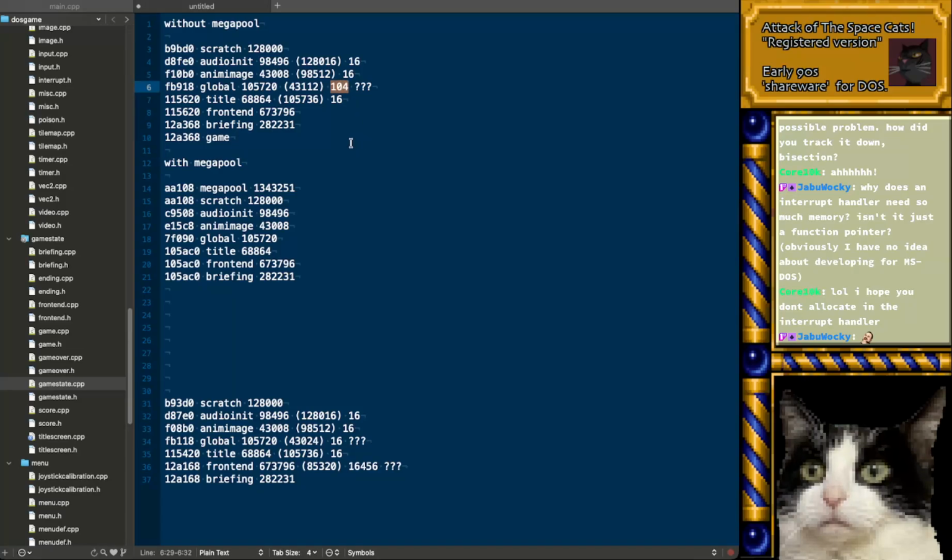104 bytes, probably 88 bytes. And an image. Globals.